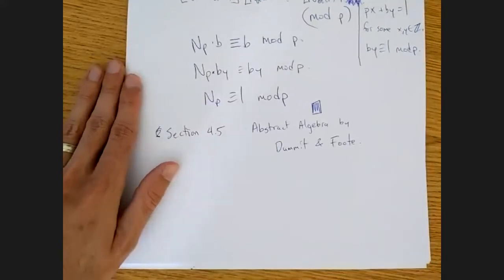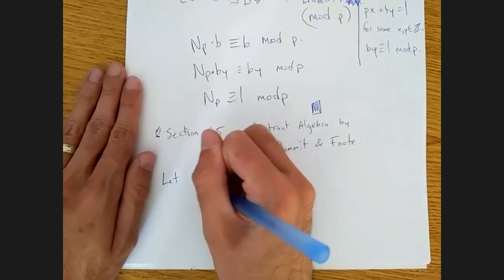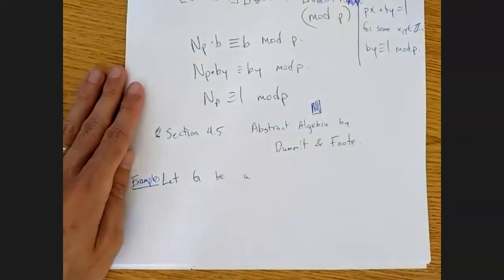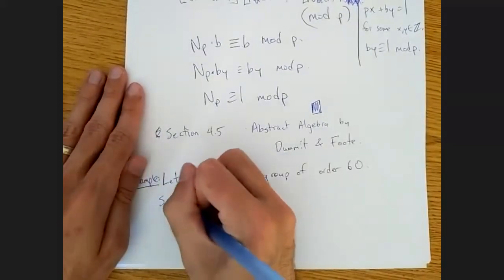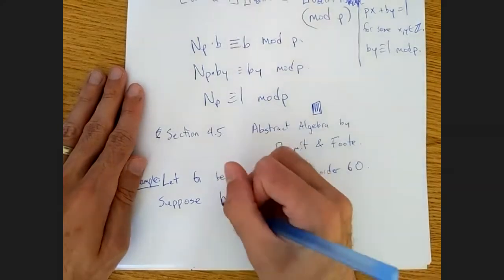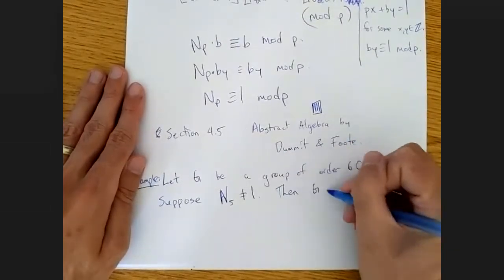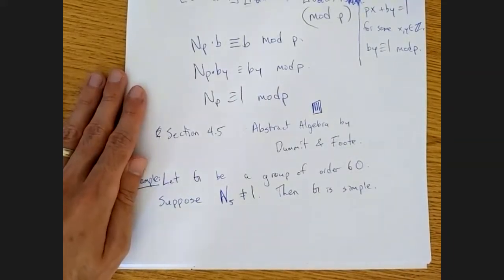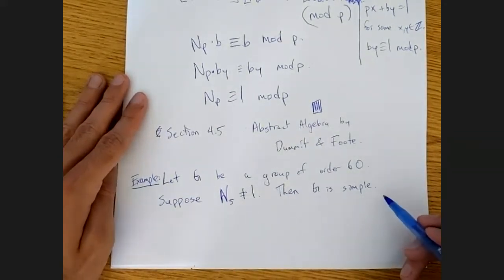And what we want to do is, example: let G be a group of order 60, and suppose that the number of Sylow 5 subgroups, I call that capital N, is not equal to 1, then G is a simple group. Meaning that, let's just unravel what this is saying. If it has more than one Sylow 5 subgroup, then it has no non-trivial normal subgroups.